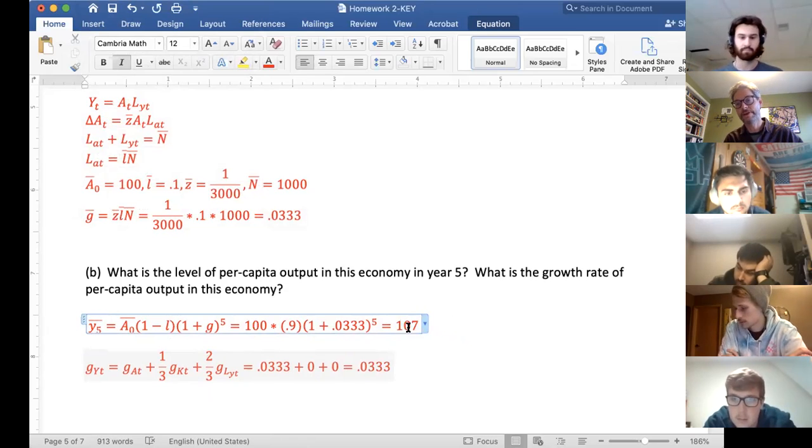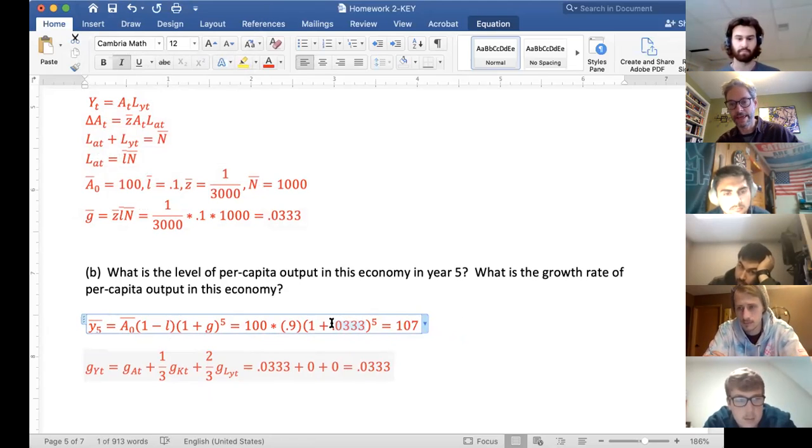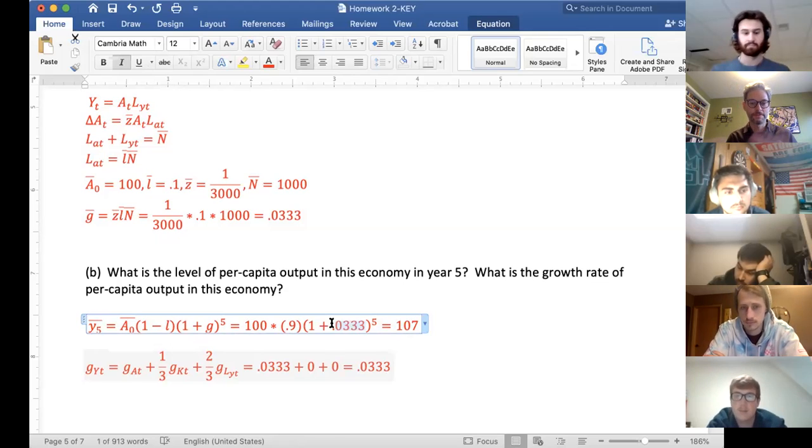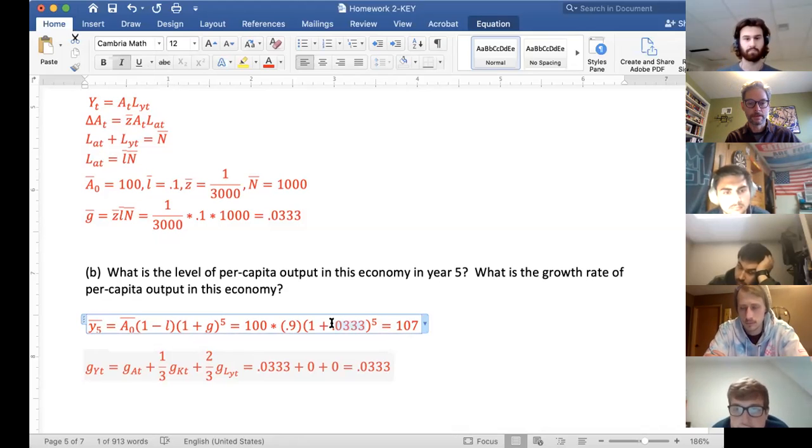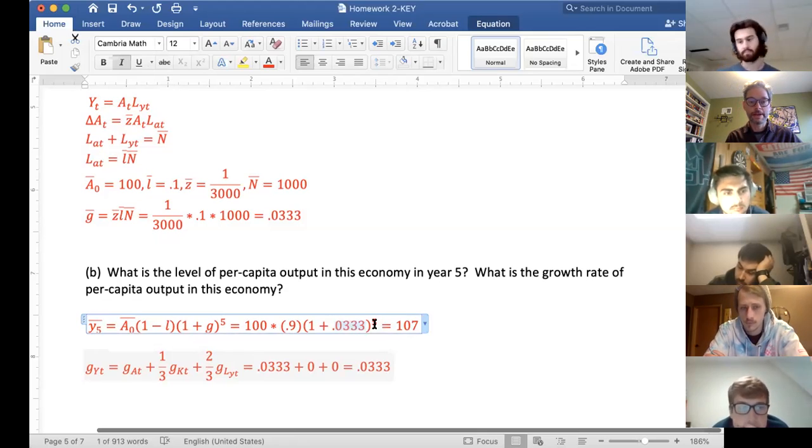You will get much different answers depending upon how much you rounded for your growth rate, right? I know some of you used 0.03 and you get 104, and some of you used a bunch of 3s and you get a bigger number. So this is roughly the answer, depending upon how much you rounded.